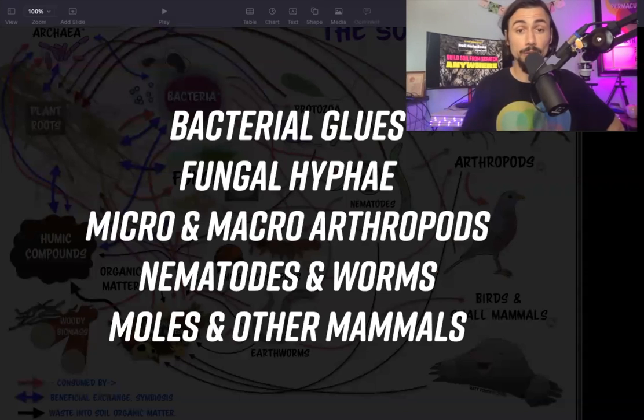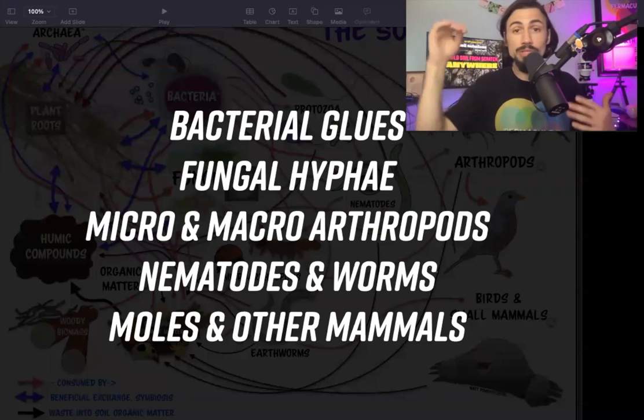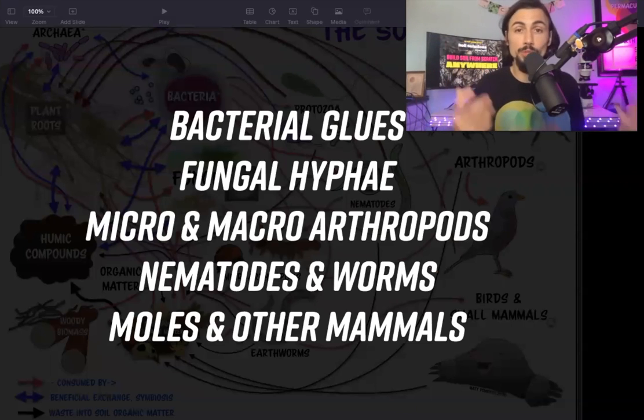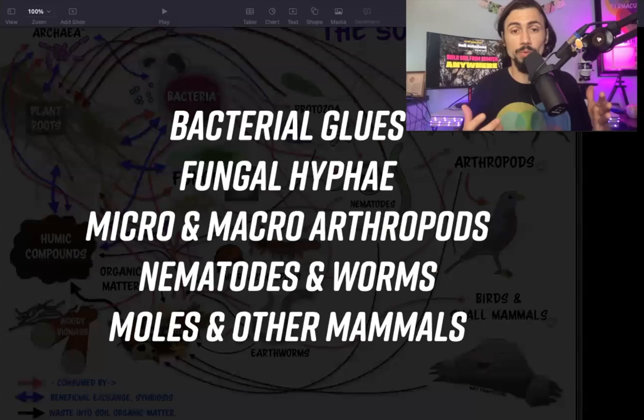And then it's these macro and micro arthropods. Arthropod just means leg joints. Okay, so like ants and mites and stuff that have leg joints. Easy peasy. They're just working through the soil and moving things around and tunneling. And then nematodes and worms, they're tunneling. Moles and other animals, they're tunneling and shifting things around. They're manuring. All of these things are manuring except for the fungi and bacteria.